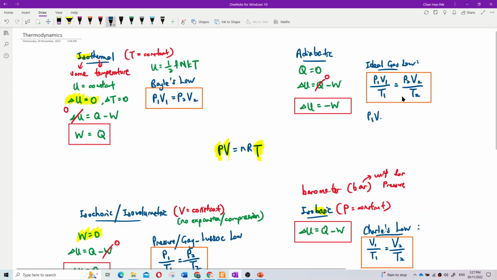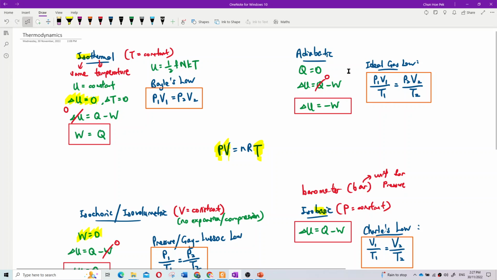You're not learning this, but the STPM students are learning this. They use adiabatic. They use this formula: P1 V1^gamma equals P2 V2^gamma. But this one is not in your syllabus, so no need to bother about this. Only ask the STPM students to bother about them. We don't have to bother.